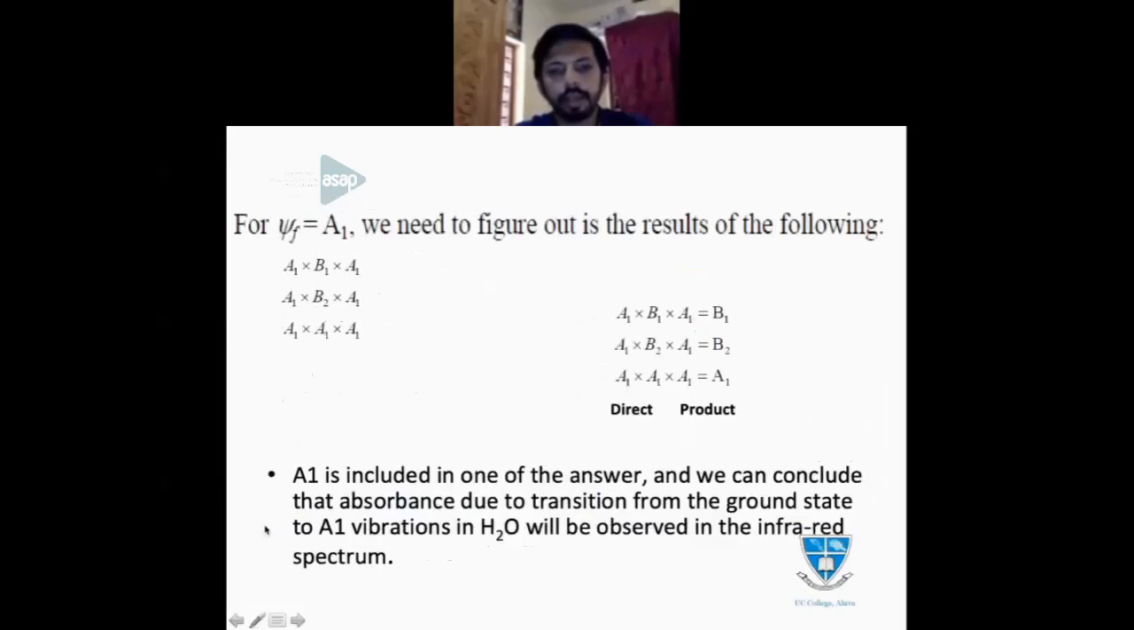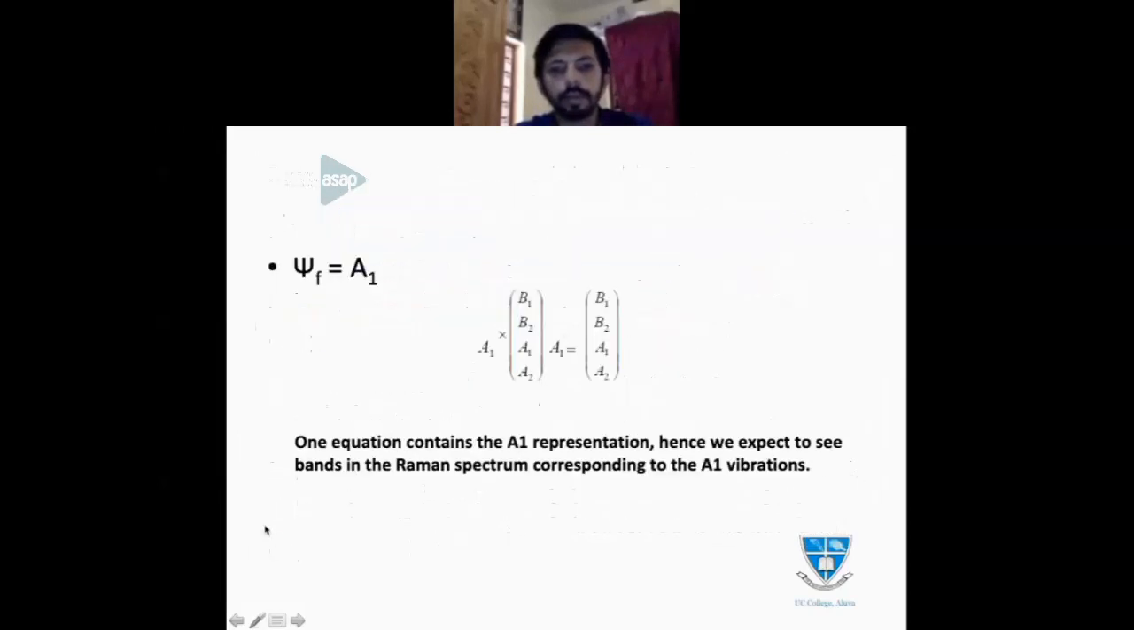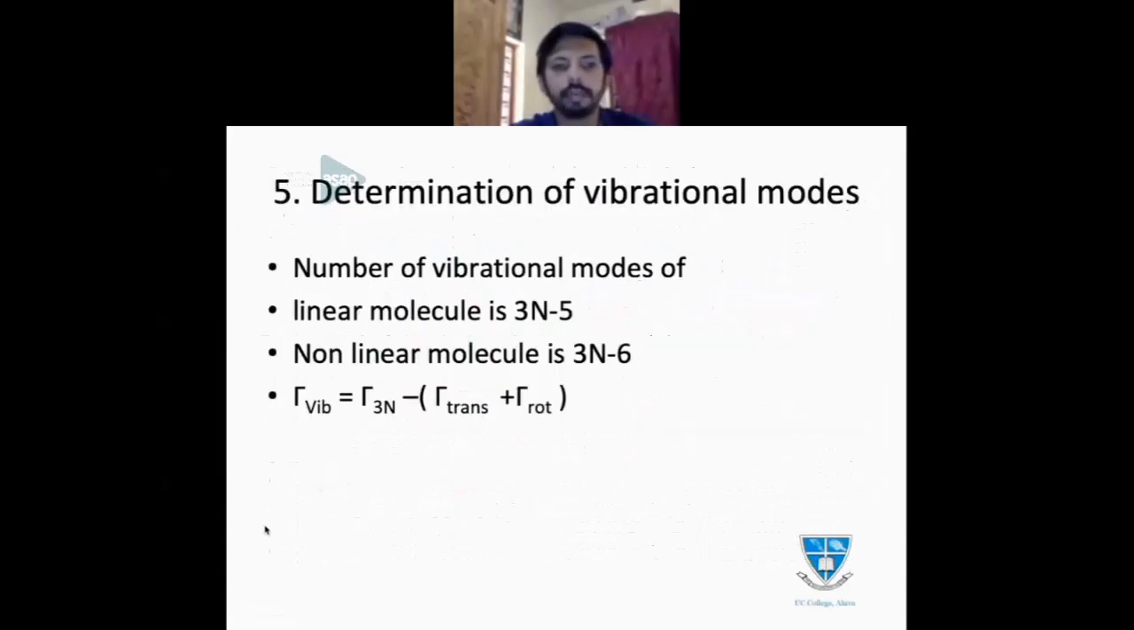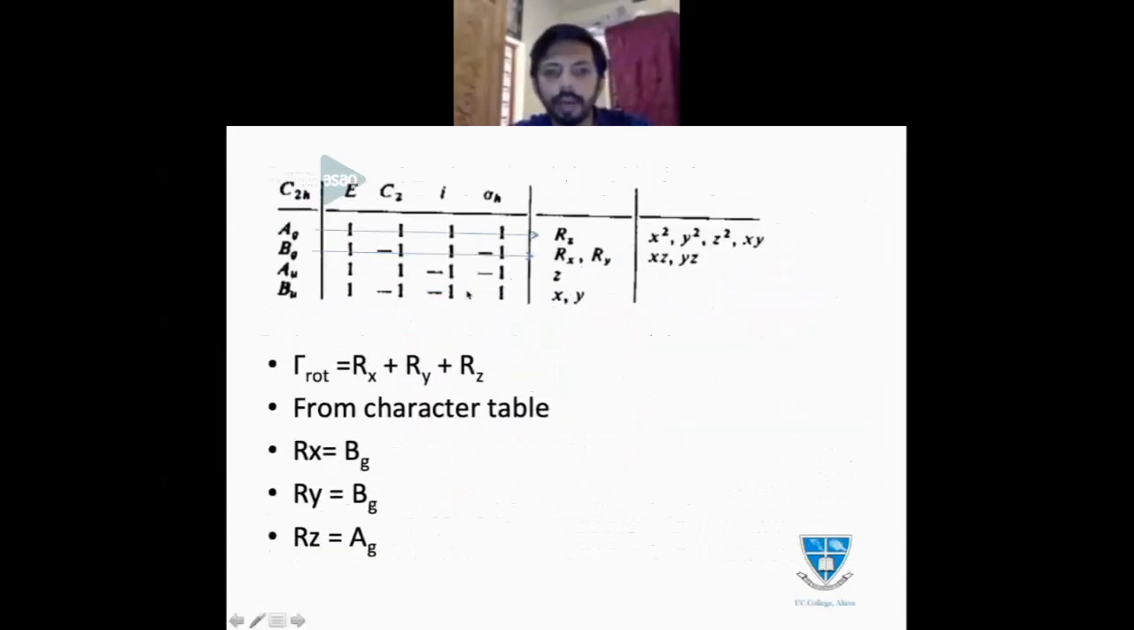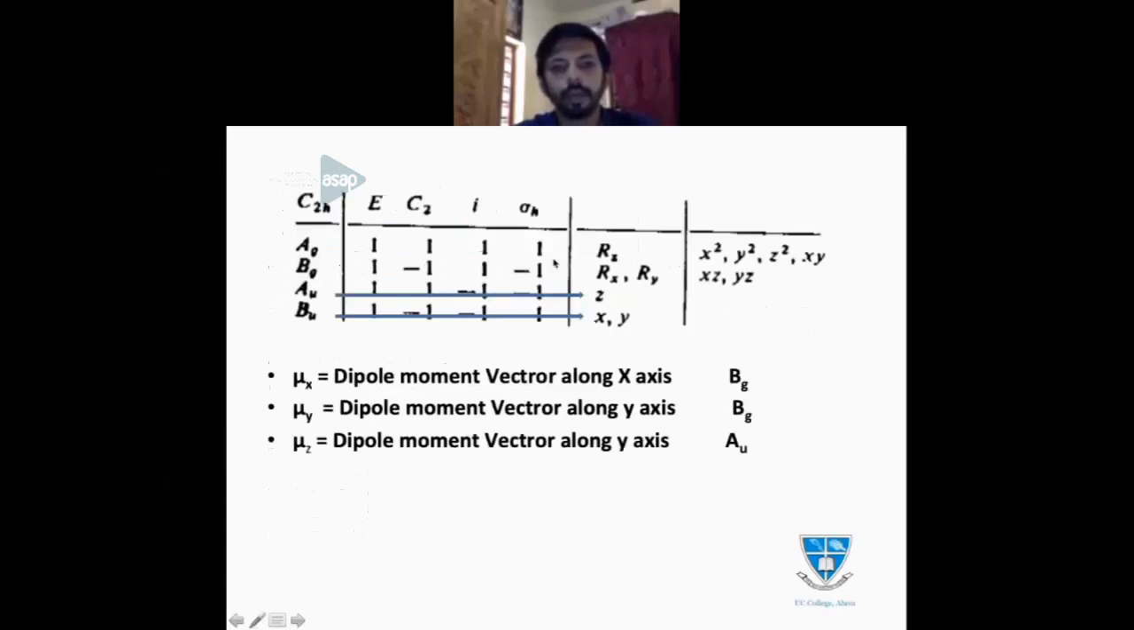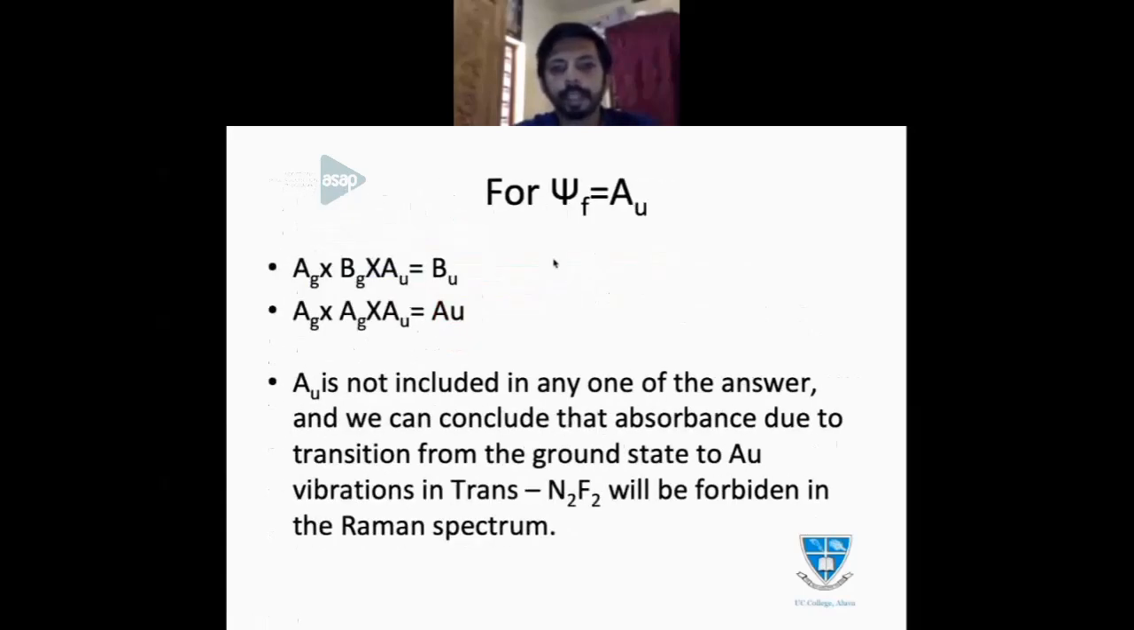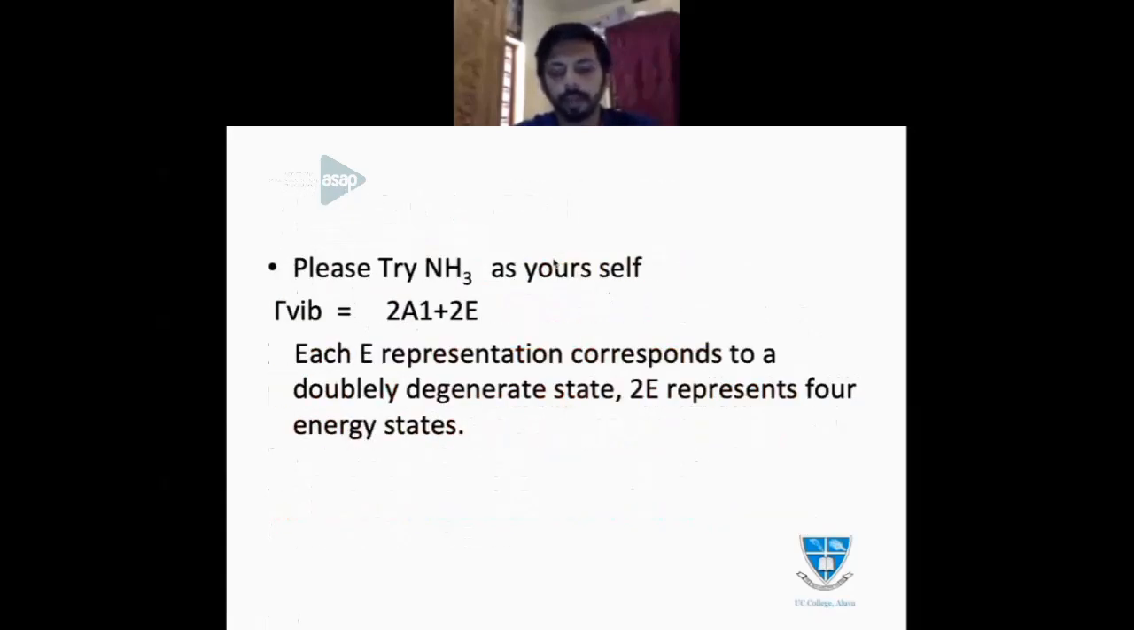But in the case of trans N2F2, the Cartesian coordinates have only Au and Bu symmetry, so Au and Bu are IR active. And Ag and Bg are Raman active. So IR active means Raman inactive, and Raman active means IR inactive. This is the rule of mutual exclusion principle.